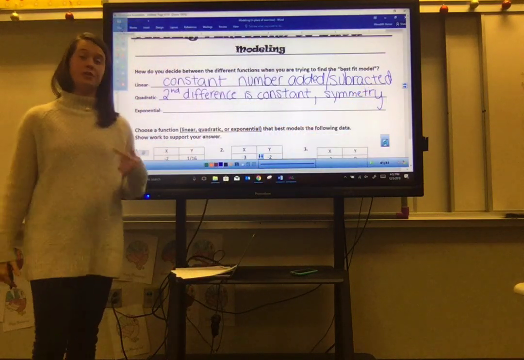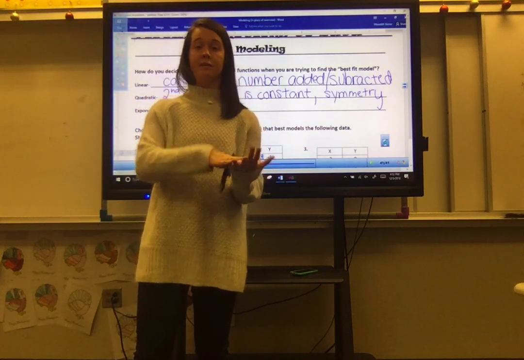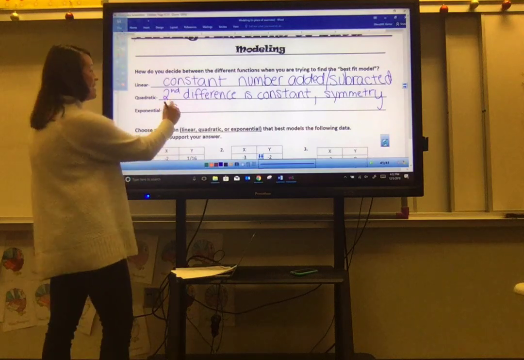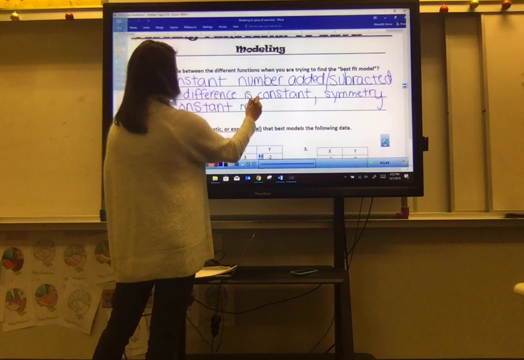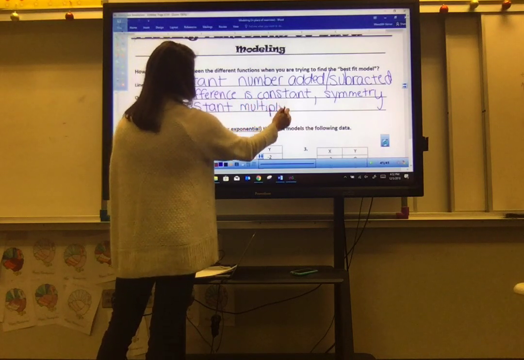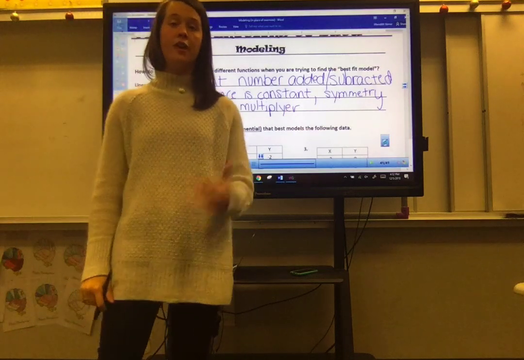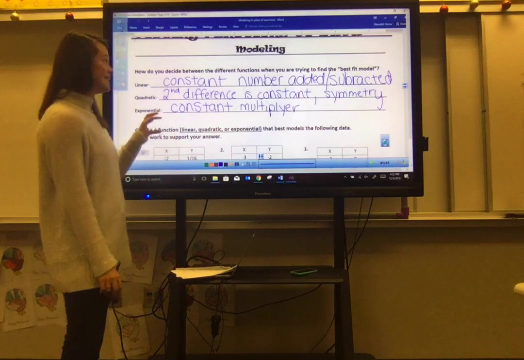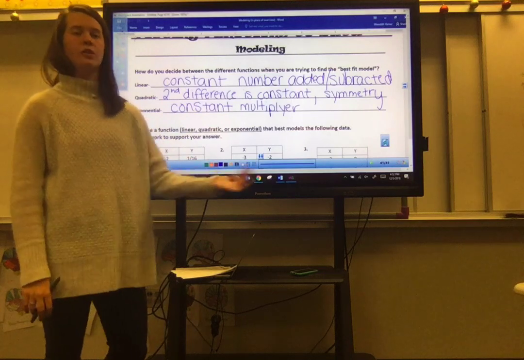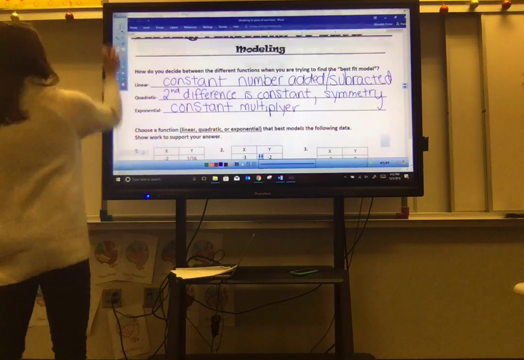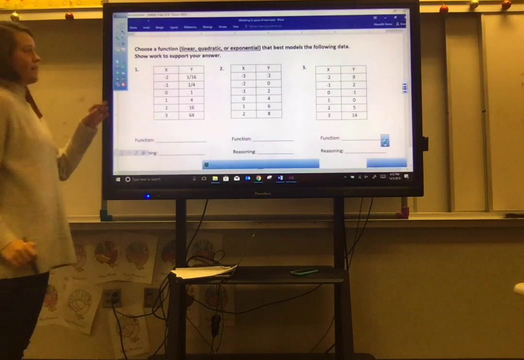The last one is exponential. So for linear, we have a constant number being added or subtracted. For exponential, it's actually a constant multiplier. So I'm going to let you copy that down. You can pause the video right here and make sure that you get those definitions down on your paper. And then we're going to move on and we're going to apply that to three tables so you better understand that. So as I move down here, it's giving us three different tables.